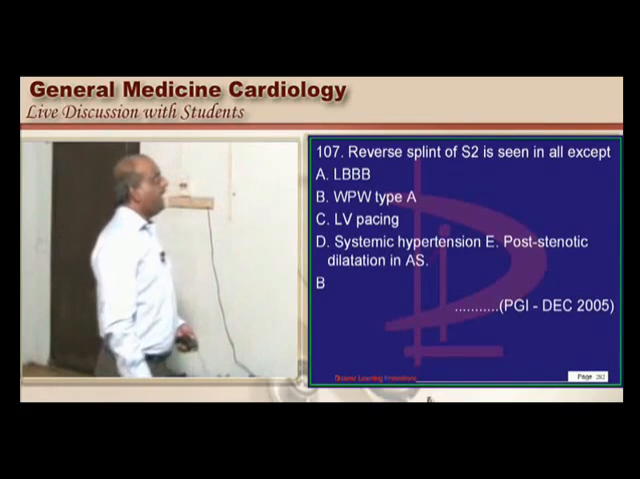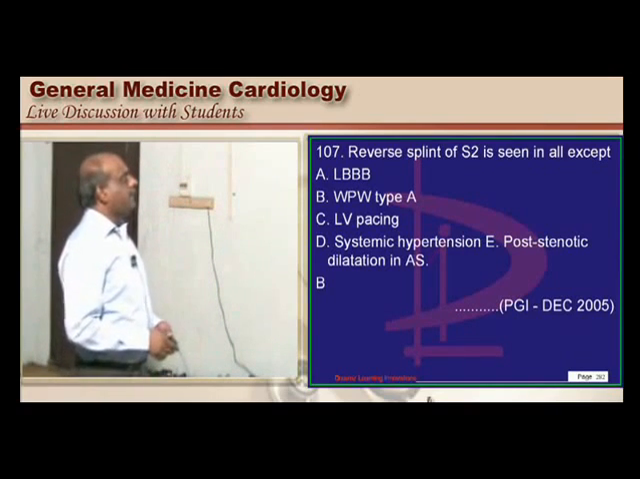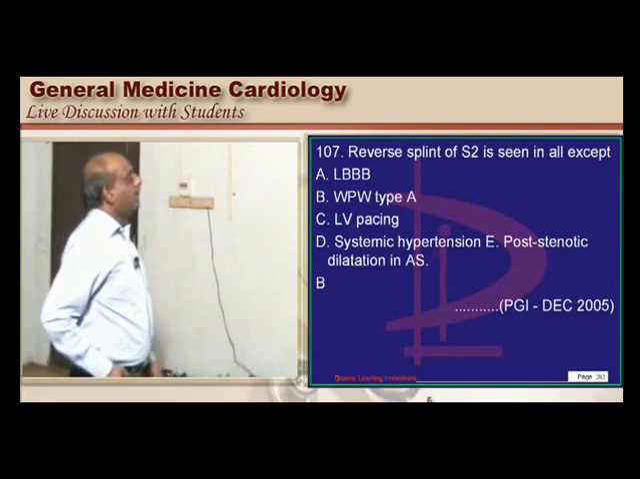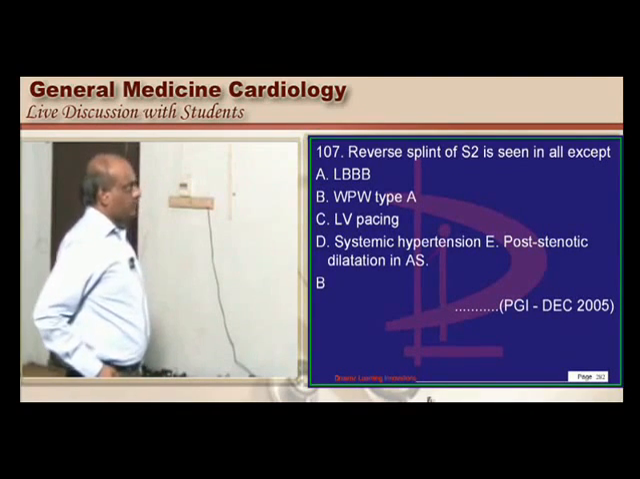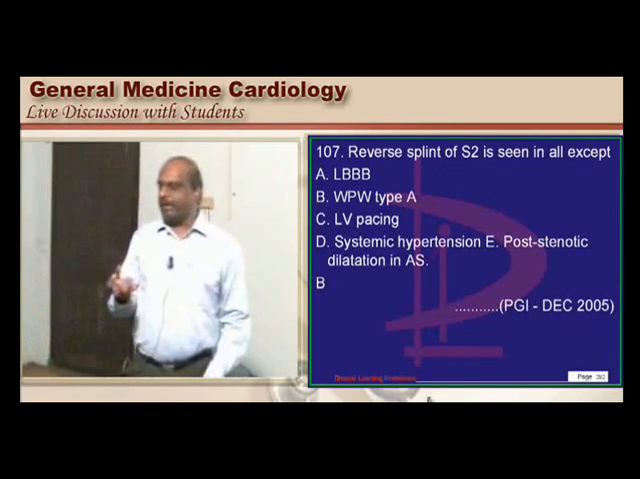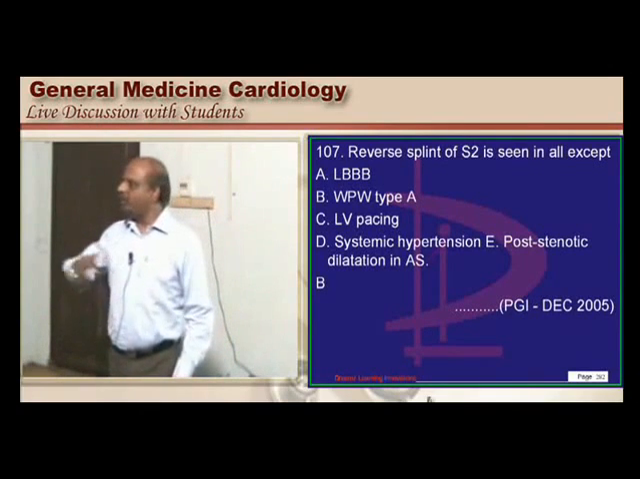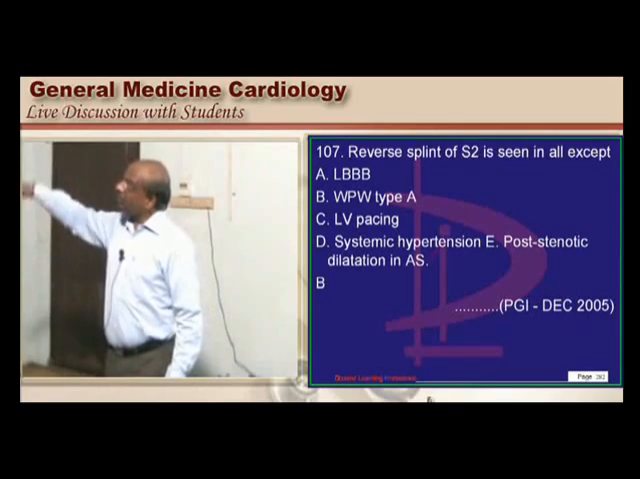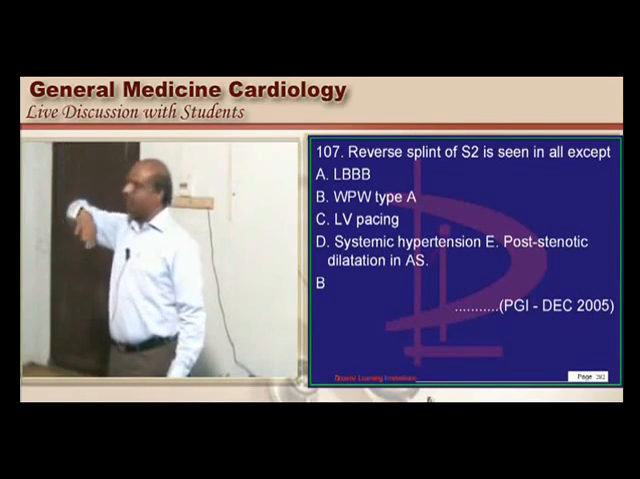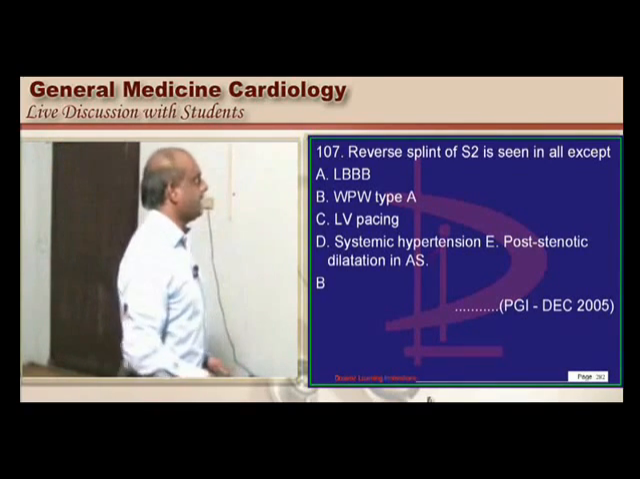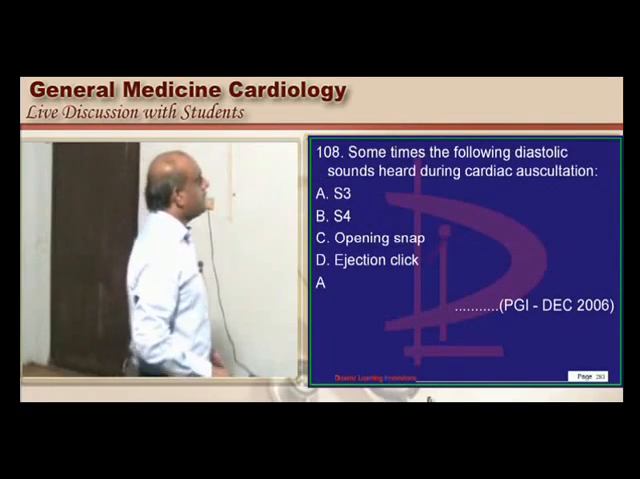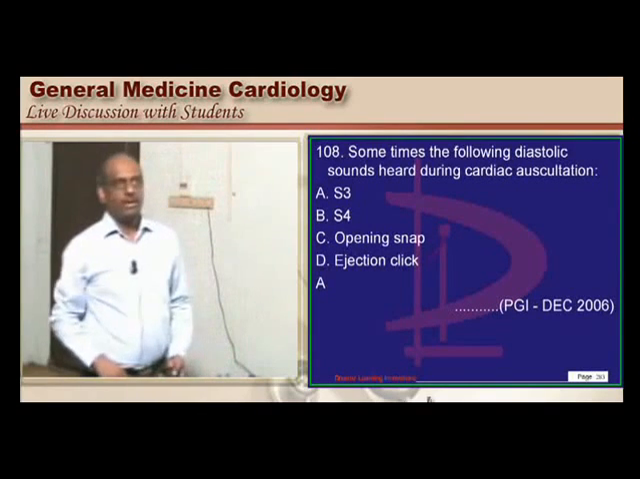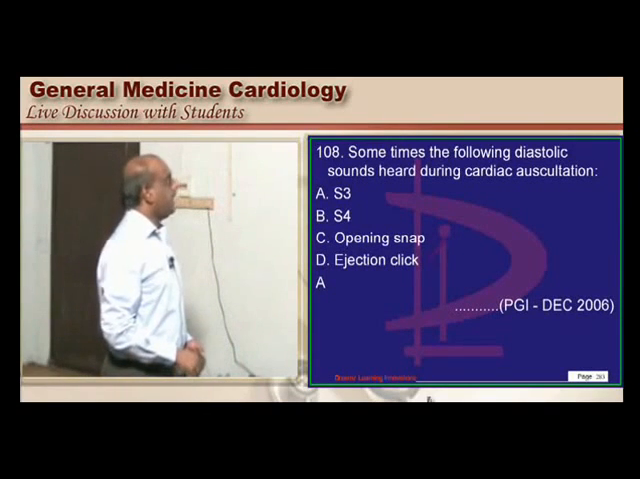Now, out of all this, it is left bundle branch block, LV pacing, or systemic hypertension, any of them. What will they do? They will make the left ventricle contract slowly, A2 becomes delayed, and it will cross the P2 and lead to reverse splitting, is what you need to remember. Now out of all this, what is the diastolic sound during the cardiac auscultation?